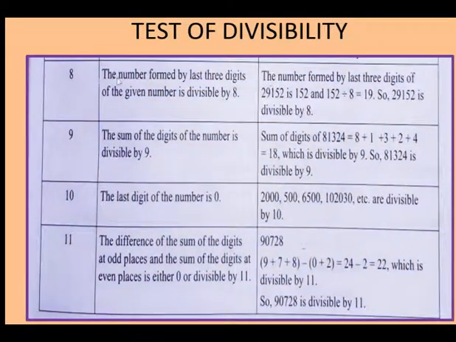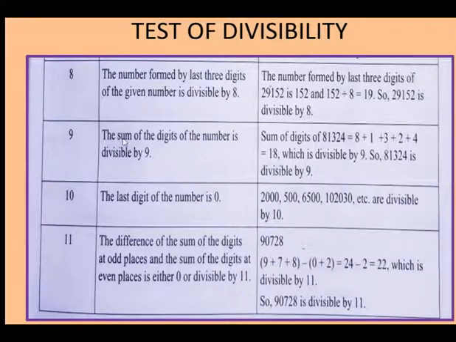Then for 8: the number formed by the last 3 digits, meaning the ones, tens and hundreds places, if this 3-digit number is divisible by 8, then the whole number is divisible by 8. For example, here you can see 29,152. The last 3 digits are 152. 152 is divisible by 8, so we can say 29,152 is also divisible by 8.